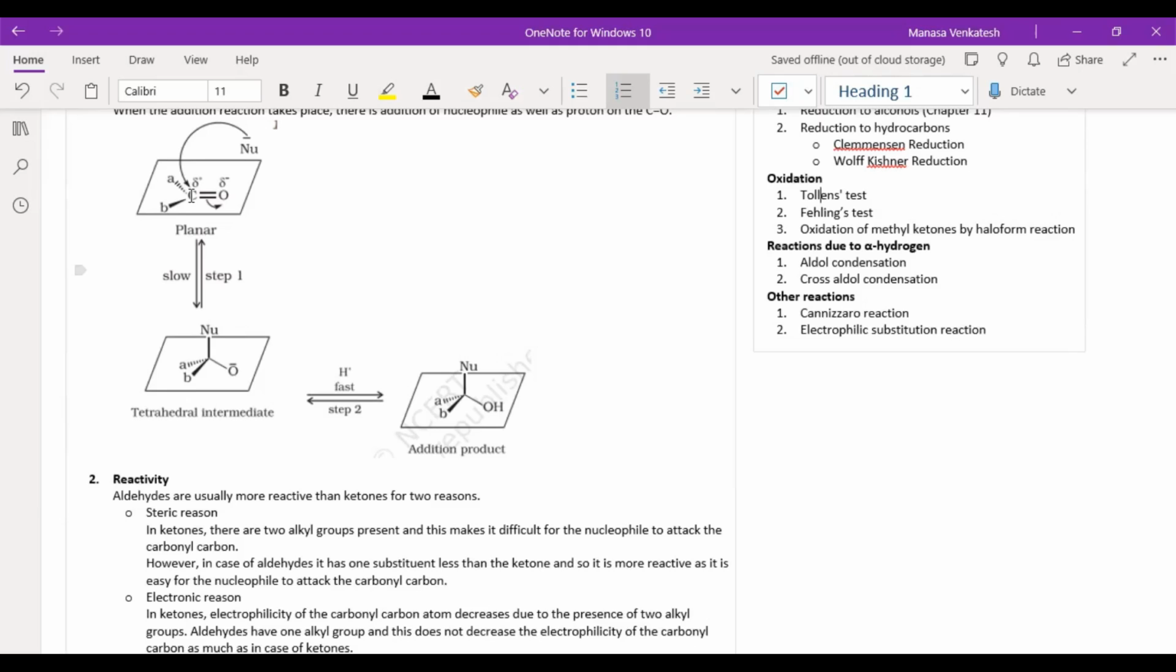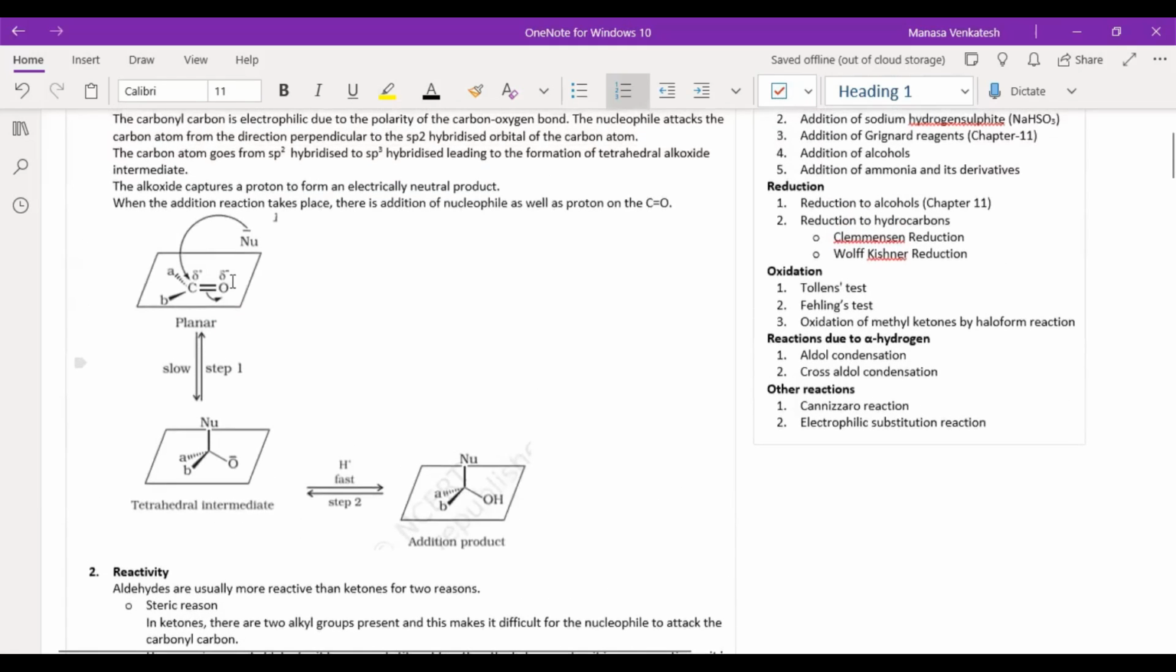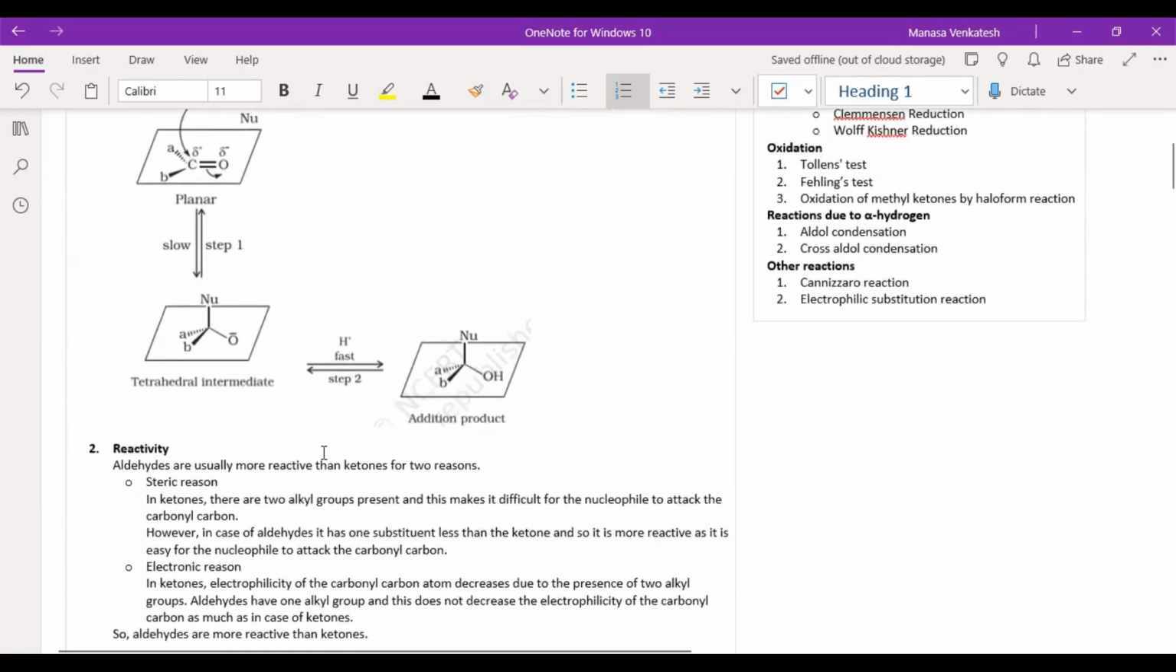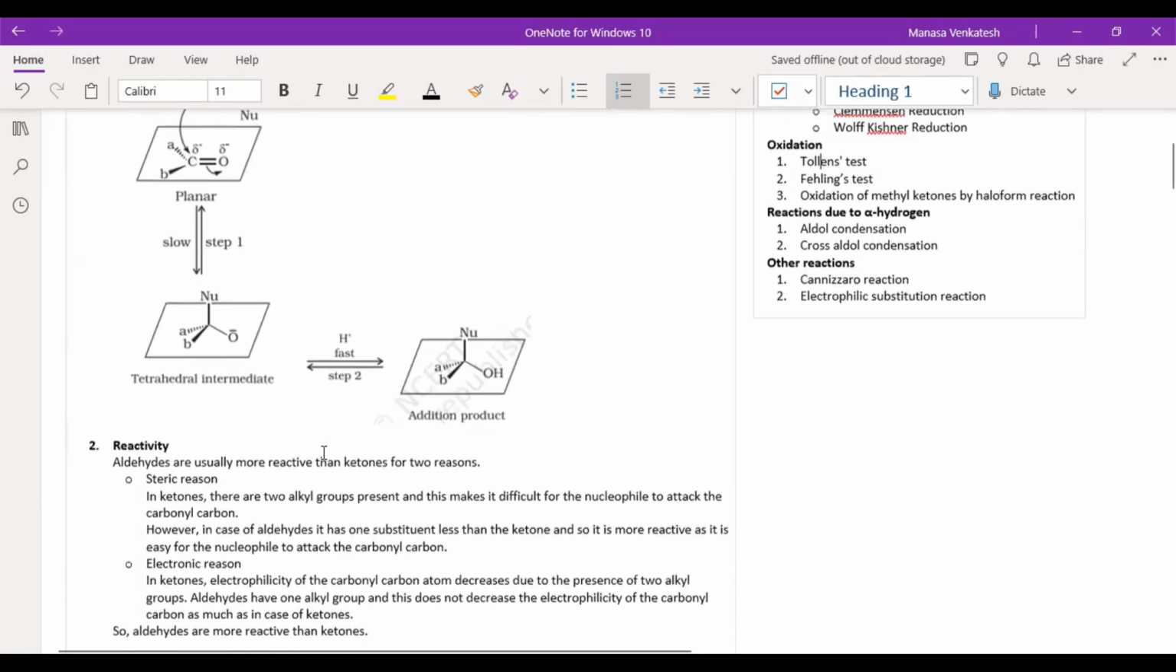Whereas in case of aldehydes, you have an alkyl group and you have a hydrogen. So we are talking about it in comparison to that of ketones. Obviously, the electrophilicity is not decreased as much in aldehydes as it is in ketones. And that is why aldehydes are more reactive to nucleophilic addition reactions than ketones. Two reasons: steric and electronic reasons.